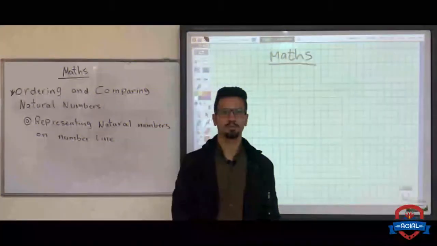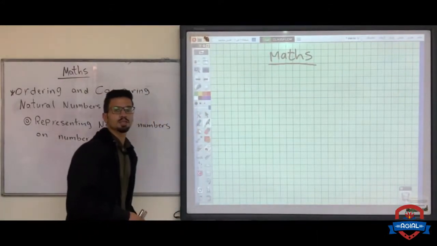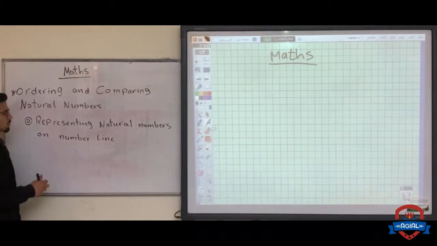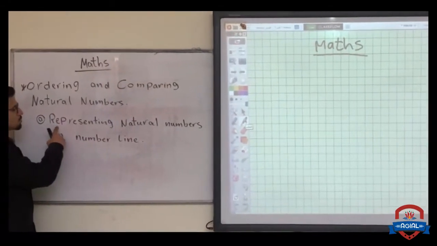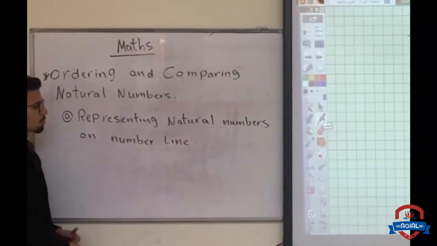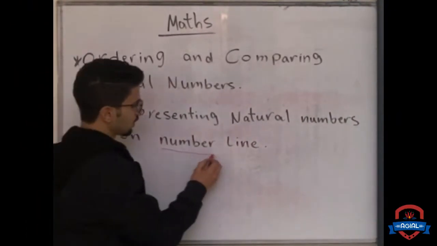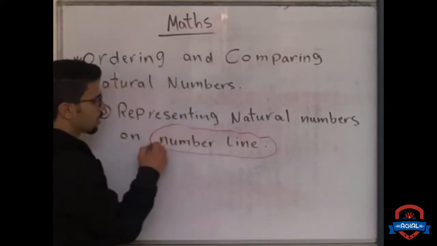Hello Primary 5. Today we are going to study ordering and comparing natural numbers. In the first part of this lesson, we have to study representing natural numbers on the number line. So we have to learn the meaning of a number line, and we have to study how to draw a number line.